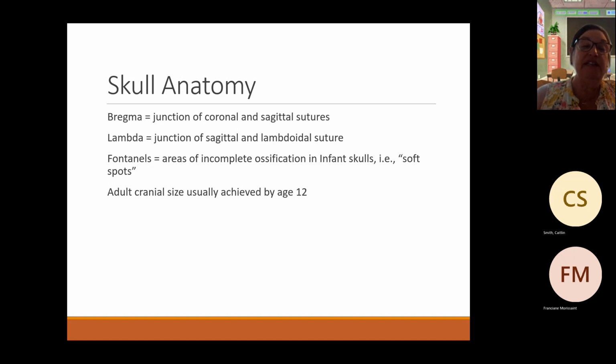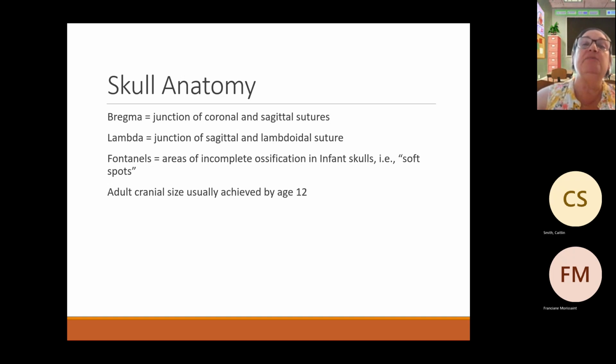Now, in the next slide, what we'll see is the different points that when the sutures come together, they'll form a little point. The bregma is on top of the head. It's where the junction of the coronal and the sagittal sutures meet. The lambda is in the back of the head. It's where the sagittal and the lambdoidal suture meet, so it's right in the back.